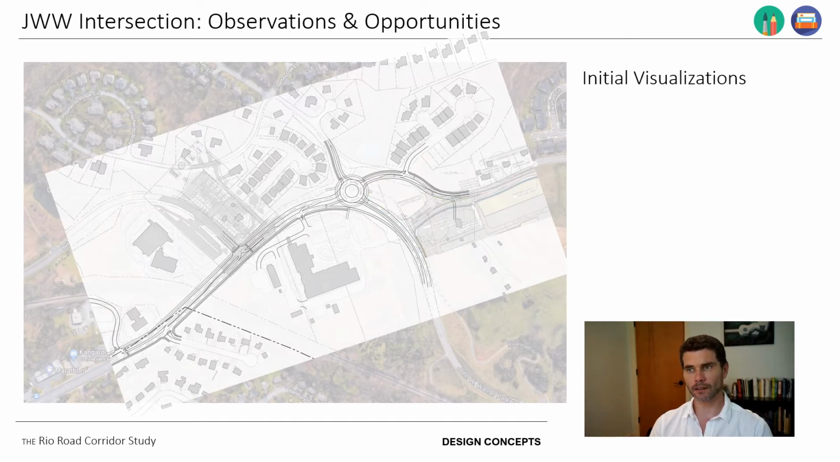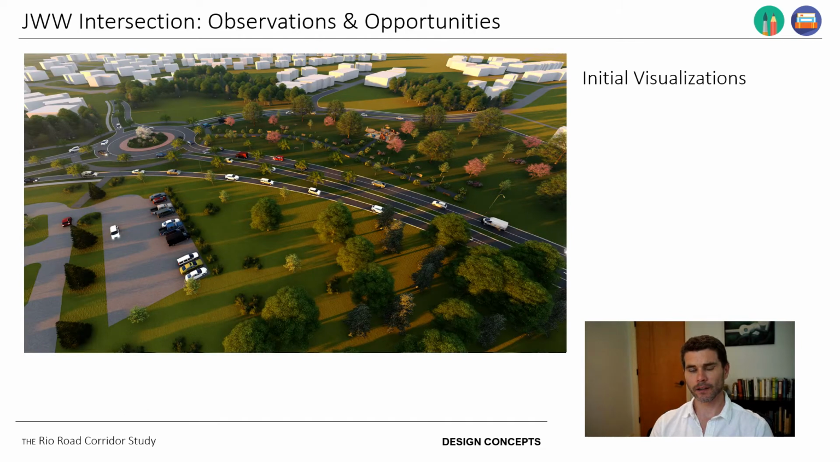So what does that look like? Well, here's an initial visualization of that area. We can see that there's a roundabout in the left side of the image, and in the center of the image is really that gained back public space. You can see this looks very different. One of the most noteworthy differences is that primary intersection to K-Tech has been removed.